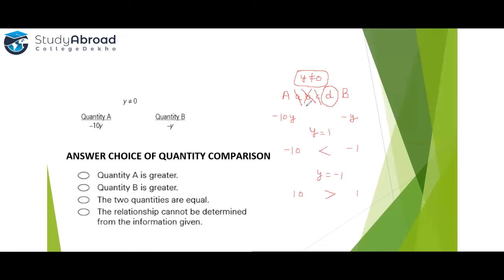So this is the way we need to solve these types of quantity comparison questions. Now let's take some more examples to understand how to pick numbers. This is a different example. Here they have given that x is greater than y is greater than 0, and quantity A is 6x, quantity B is 7y.